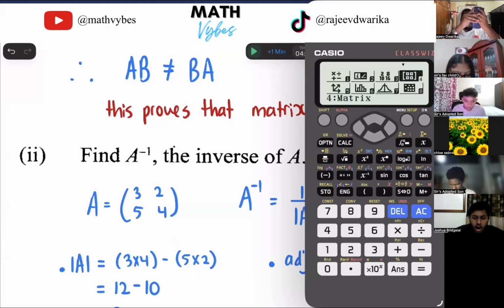Okay, I know what to do next. So the next thing you're gonna do, you're gonna press Shift 4. When you press Shift 4, this should come up.